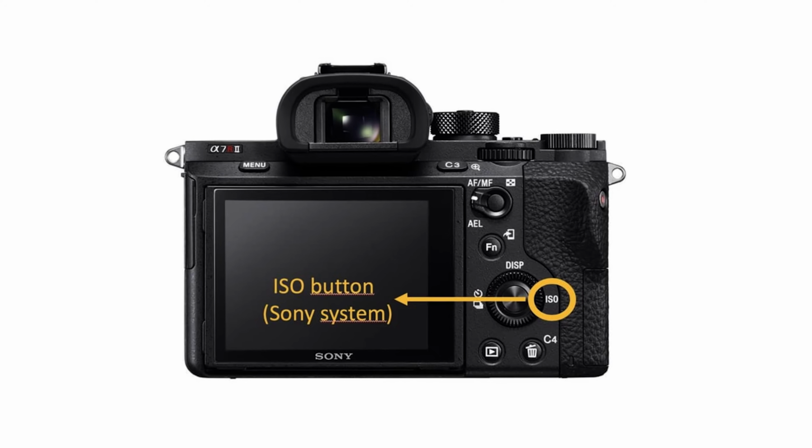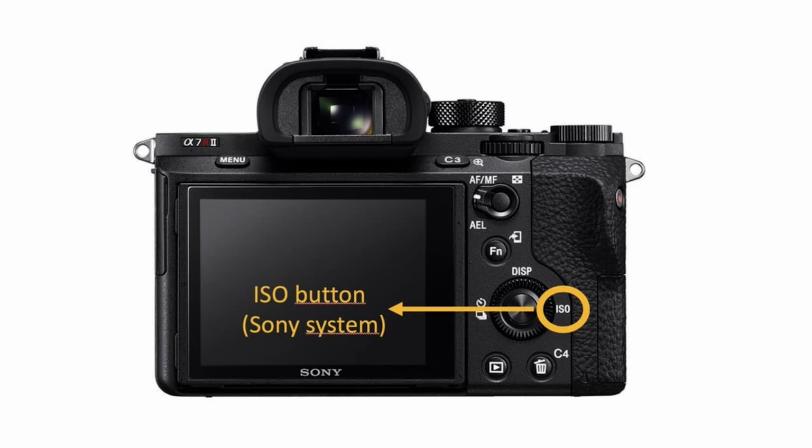So I've had a couple people ask me recently about camera ISO. What is this setting when I'm out shooting photos or shooting videos? What is ISO? So I want to explain it in this quick video.